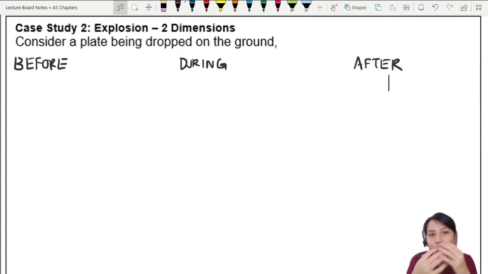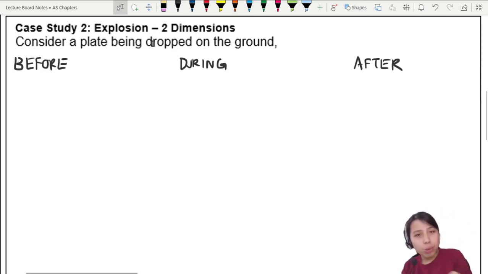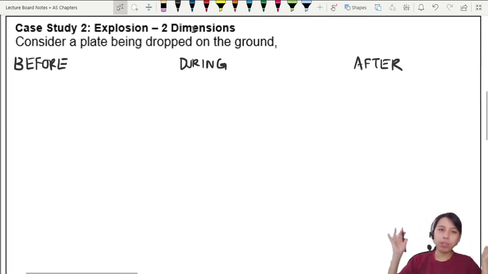So how do you think about explosions? Let's say you have a plate. We're going to simplify this a bit, in two dimensions. We don't want to go to a 3D watermelon explosion, that's a bit too much. A plate, dropped on the ground. You can try this at home, unless it's your parents' precious plate. So be wise if you're trying experiments.